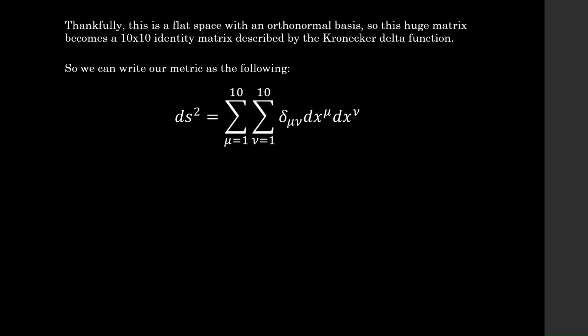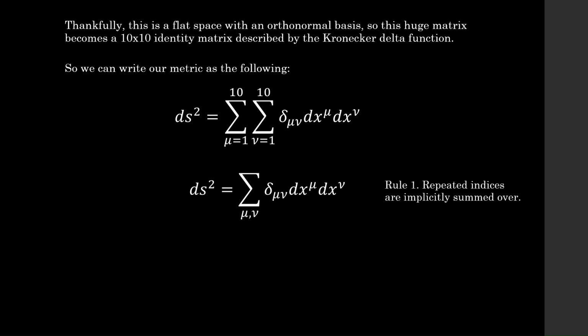We know that we're summing over 10 dimensions, so we can combine this into a single discrete sum over all mu and nu. And then going back to rule number 1, where repeated indices are implicitly summed over, we realize basically that all of the information that we saw on the last slide can be condensed into a much simpler equation. So ds squared equals delta sub mu nu times dx upper mu times dx upper nu. So no matter what dimension we're working in, this equation actually holds, so long as you know what dimension you're working in.